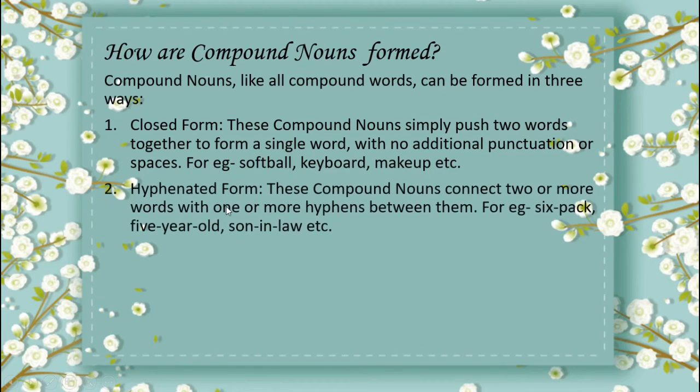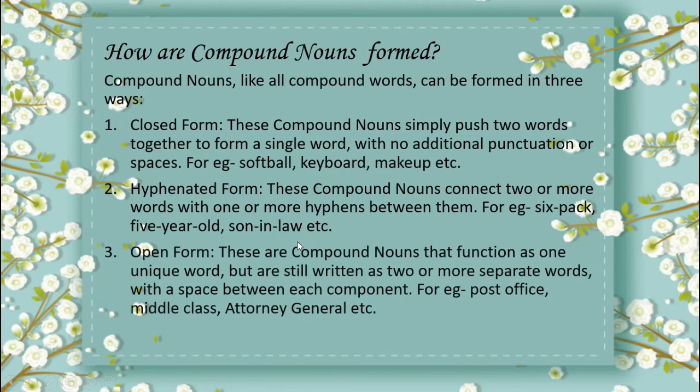The second way by which the compound nouns can be formed is the hyphenated form. These compound nouns connect two or more words with one or more hyphens between them. For example, six-pack, 5-year-old, son-in-law.